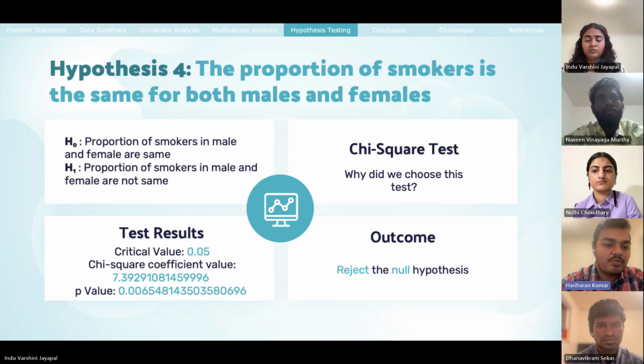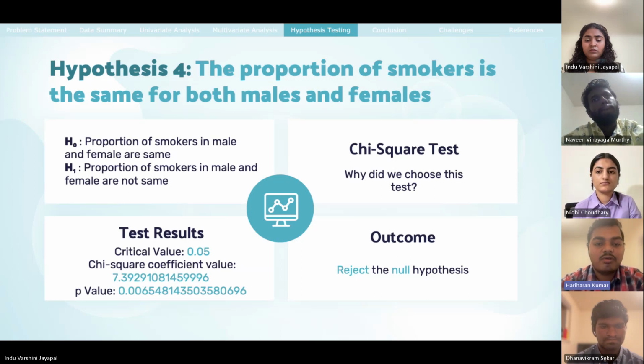Then moving on with the final hypothesis, we decided to find whether the proportion of smokers is the same in both genders, males and females. Since both are categorical columns, we proceeded with the chi-square test, which is used for testing categorical columns. So we assume our null hypothesis as the proportion of smokers in male and female are the same, and our alternative hypothesis as they are not the same.